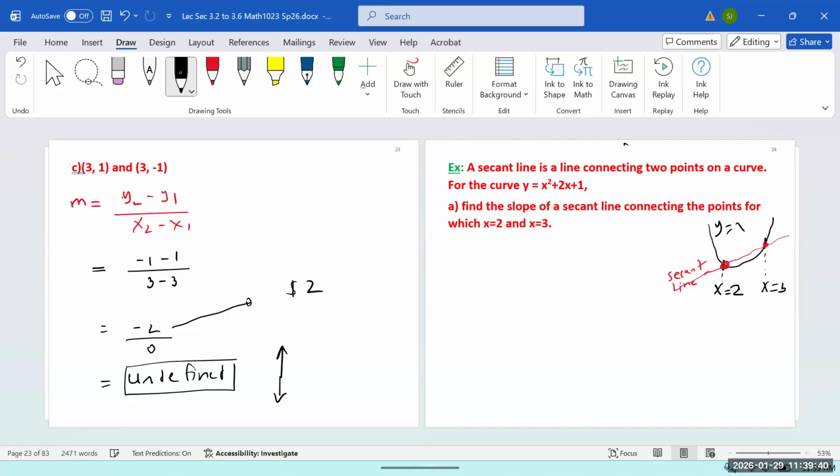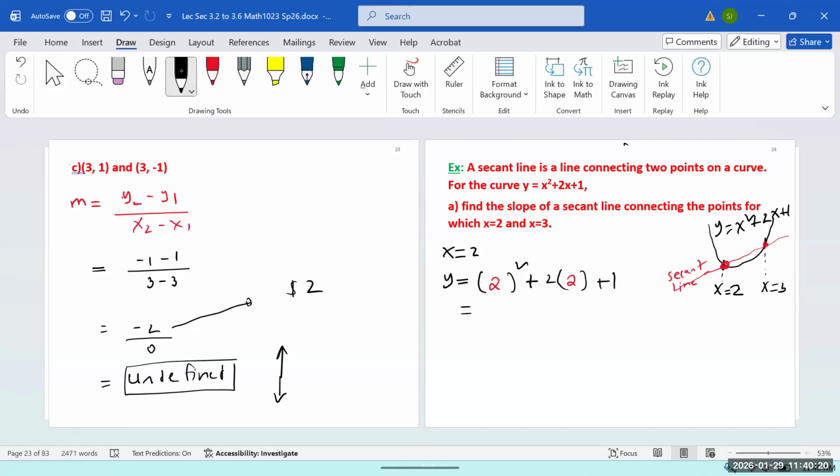x squared plus 2x plus 1. Substitute. They told us x is 2, so all these x is 2. So to get the y, all you have to do is substitute the number. So first x is 2. That means first y is substitute. We have x squared plus 2x plus 1. But we know our x is 2. It's 2 squared plus 2 times 2 plus 1.